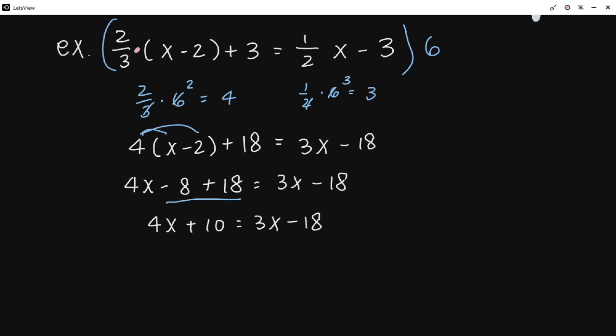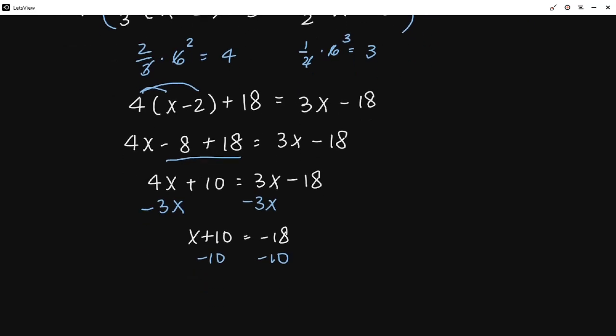And then we want to move everything to one side, so let's subtract 3x. We get x plus 10 equals negative 18. And then subtract 10. So x equals negative 28.